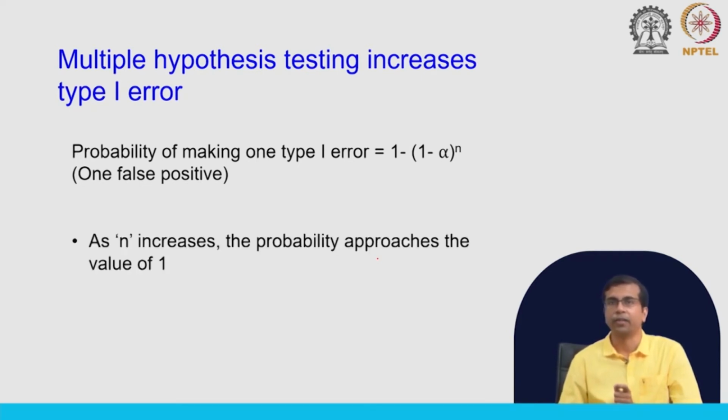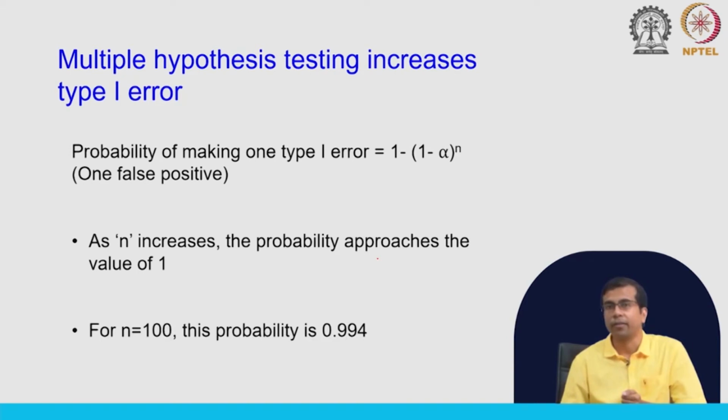So, earlier it was 0.05. Now, as n increases, the probability will approach the value of 1. As you can see, alpha is a fraction. So, alpha is 0.05, and 1 minus alpha is 0.95. If you make it 0.95 to the power n, then for n equals 100, this probability becomes 0.994. So, what it means is that we are kind of sure now that if the probability is close to 1, we will definitely make one false positive call. So, that is the case here. As we do multiple tests, the probability of making this false positive call also increases manifold.